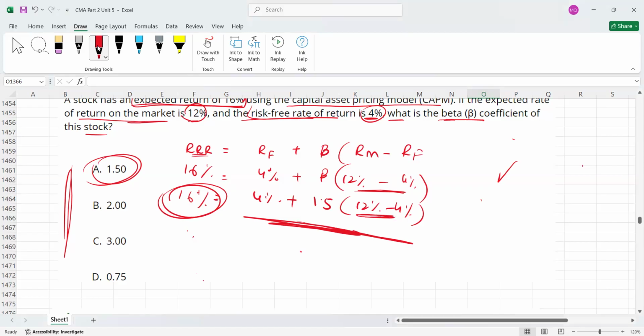12 minus 4 is 8. If you multiply 8 with 1.5, it will be 12. 12 plus 4, you will get 16%. So this trial and error you can do, right? If you are not getting it with option A, then put the next option here and check whether you are getting 16 or not. So this way you can also work.